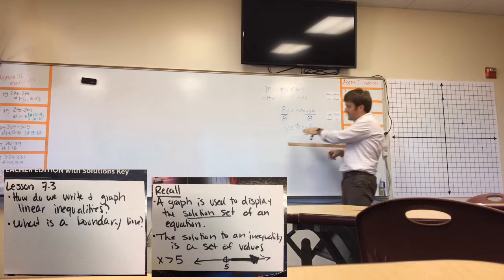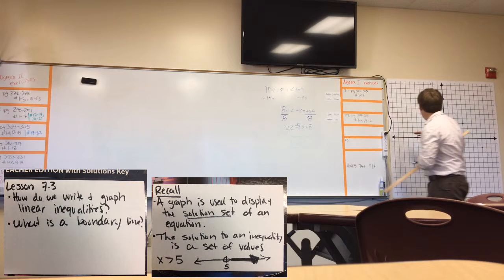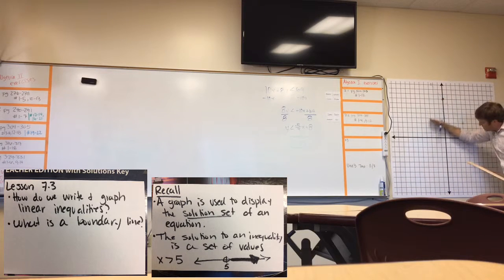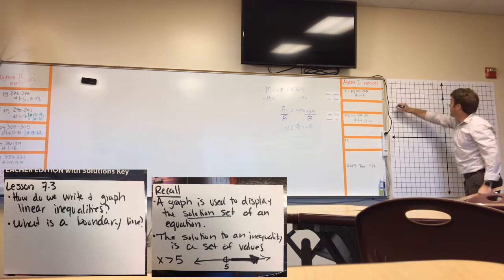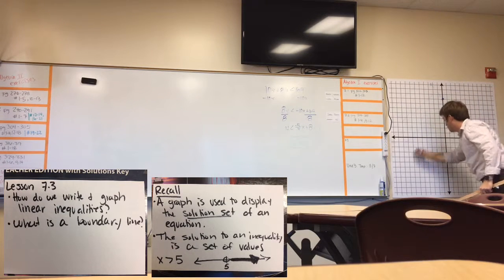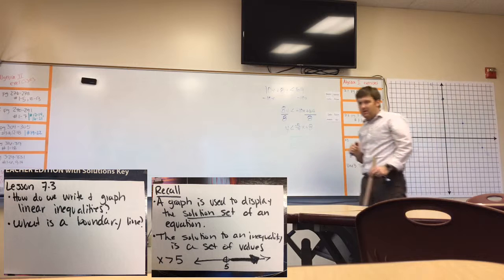And now, in this case, I want my y to be less than that boundary line. So I would come under this line and shade all of this in here. Okay? So go like this on that side of it. Cool? So that is linear inequalities.